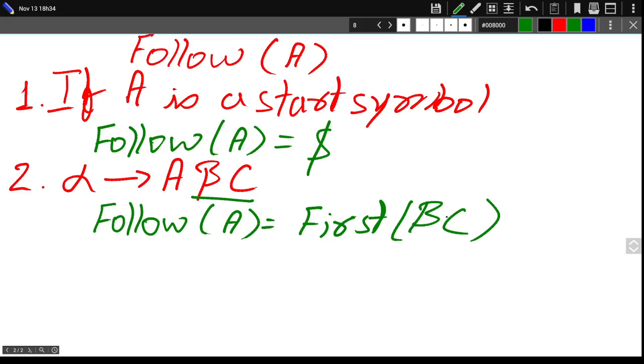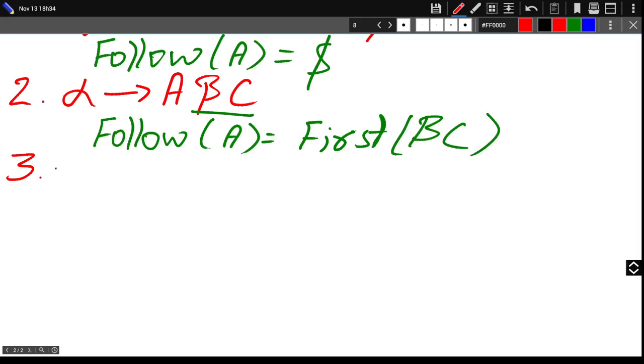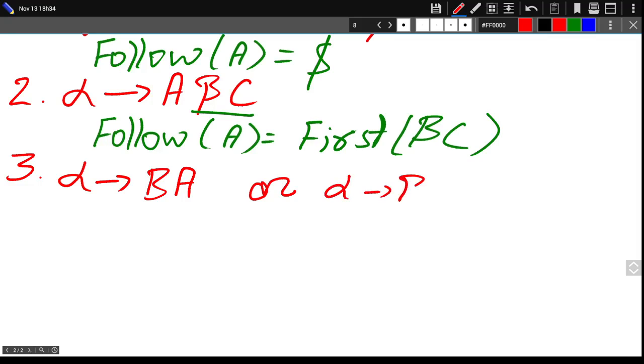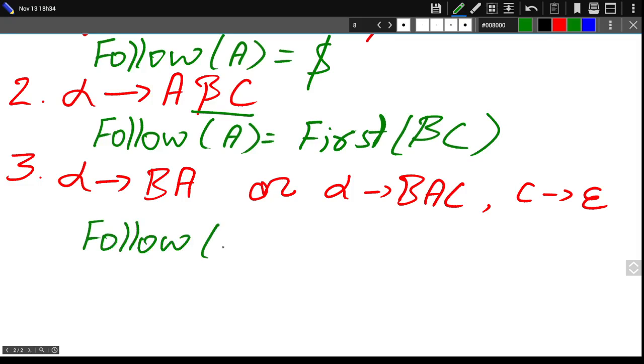Now the third rule. Third rule will tell you that if we have something like alpha derives B A, where A is in last, or one more thing, suppose alpha derives B A C and C derives epsilon, then also A becomes last. If such conditions arise where A is in last, then follow of A will be follow of this symbol alpha.